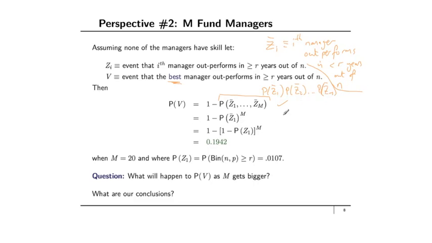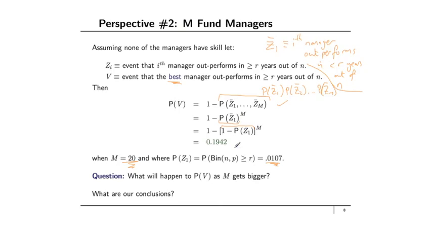Now recall Z1 bar is the event that's the complement of Z1. So therefore the probability of Z1 bar is equal to 1 minus the probability of Z1. Therefore, I can plug in the numbers. I'm assuming in this case that m is equal to 20. And I know that the probability of Z1 is 0.0107 because I actually calculated this under our first perspective, for a fixed single fund manager. So we need the probability of Z1 bar here, which is 1 minus that, taken to the power of m. We get this number here, 0.1942.